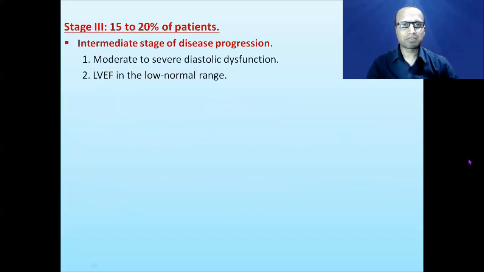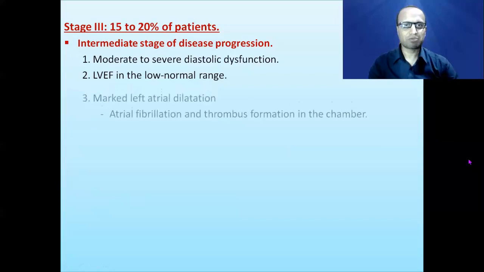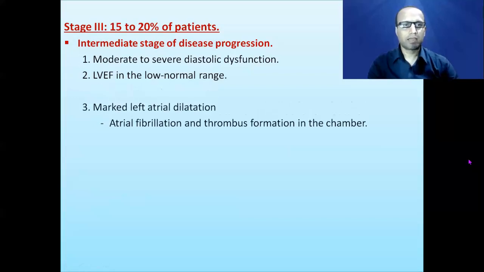15 to 20% of patients with HCM progress to stage 3. This is the intermediate stage of disease progression. Patients have moderate to severe diastolic dysfunction. Left ventricular ejection fraction is in the low normal range. In stage 2, it is high.